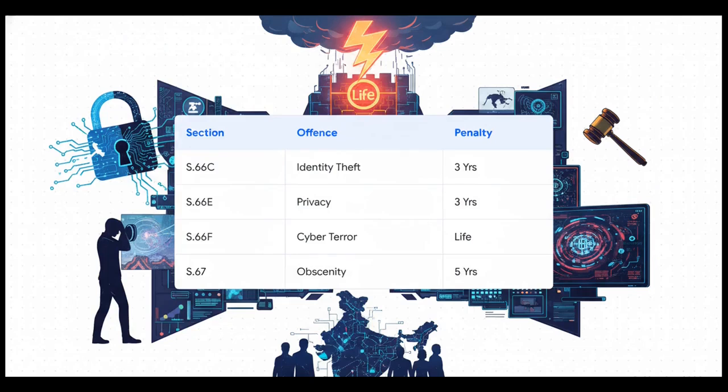Let's look exactly at what that criminal jail time looks like, because it gets intense. Section 66C covers identity theft. Fraudulently using someone's password or digital signature gets you 3 years and a 1 lakh rupee fine. Section 66E is for capturing or transmitting images of private areas without consent. That's 3 years and 2 lakhs. Section 67 is publishing obscenity, up to 5 years and 10 lakhs.